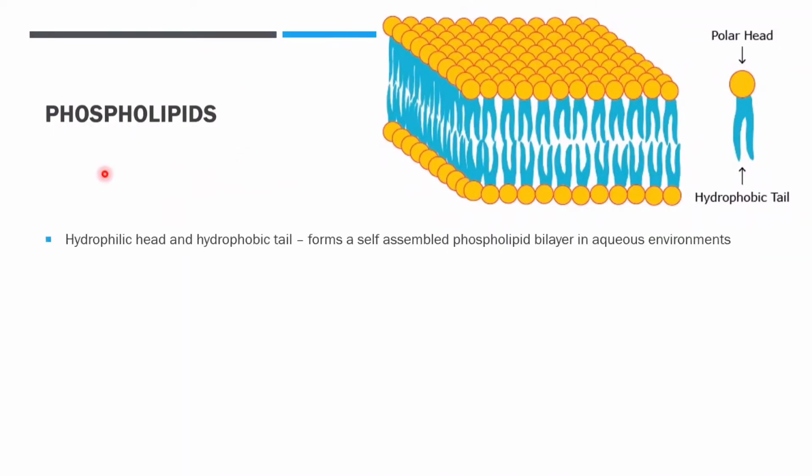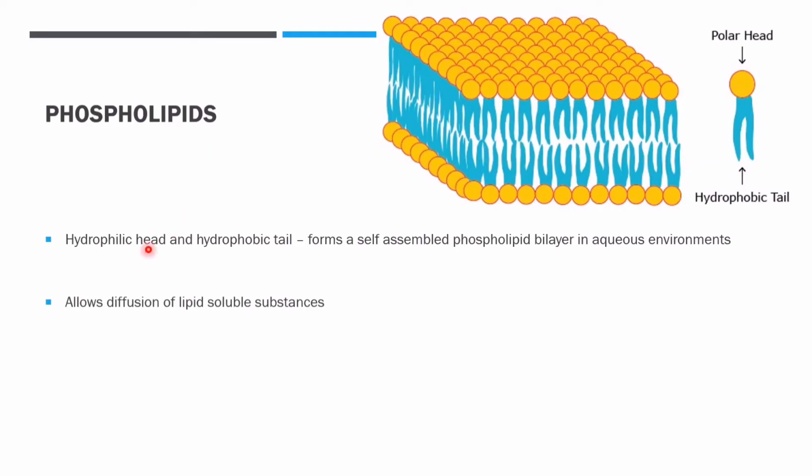The phospholipids have a hydrophilic head and a hydrophobic tail. The hydrophilic head is its phosphate group, and the hydrophobic tail is the fatty acid. This forms a self-assembled phospholipid bilayer, and this is because when placed in an aqueous environment, the hydrophilic heads face towards the water, and the hydrophobic tails get as far away from the aqueous environment as possible, so form this bilayer where there's a hydrophobic environment between the hydrophilic heads.